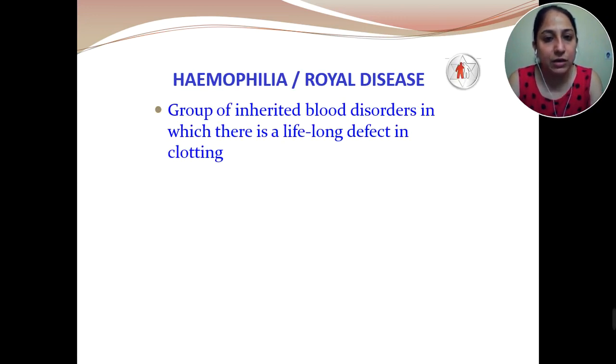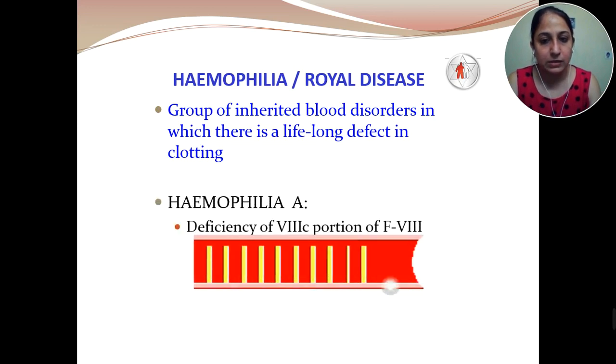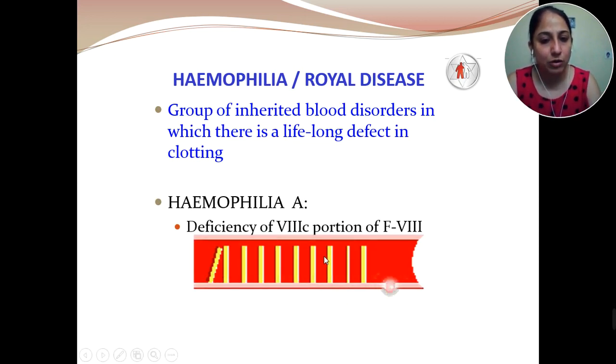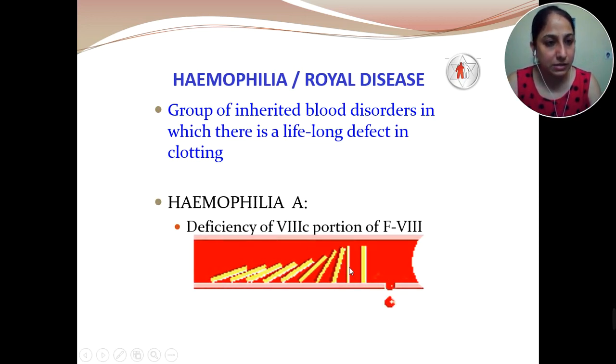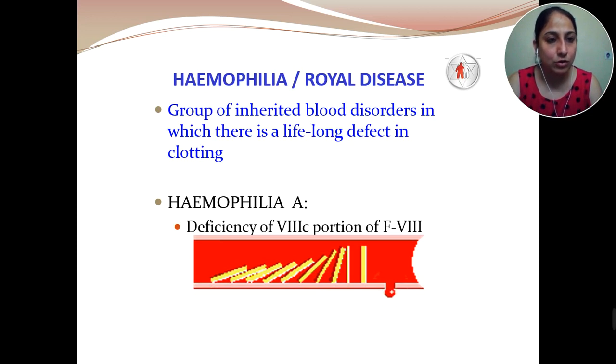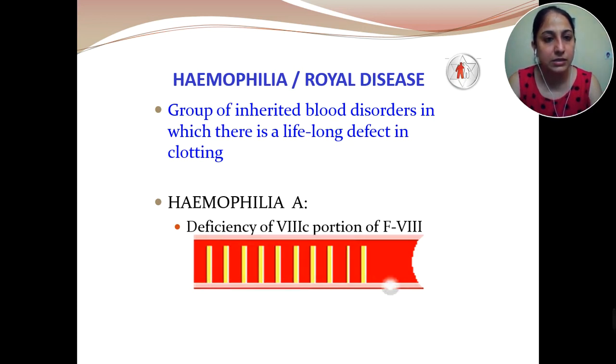Hemophilia is also known as royal disease. It is a group of inherited blood disorders in which there is a lifelong defect in clotting. There is deficiency of the factor 8C portion of factor 8. Because the platelets are doing their normal job, the clot does form in the initial stages, but over a period of time, because a permanent clot has not formed due to the deficiency of these clotting factors, the clot degenerates and it starts bleeding again.